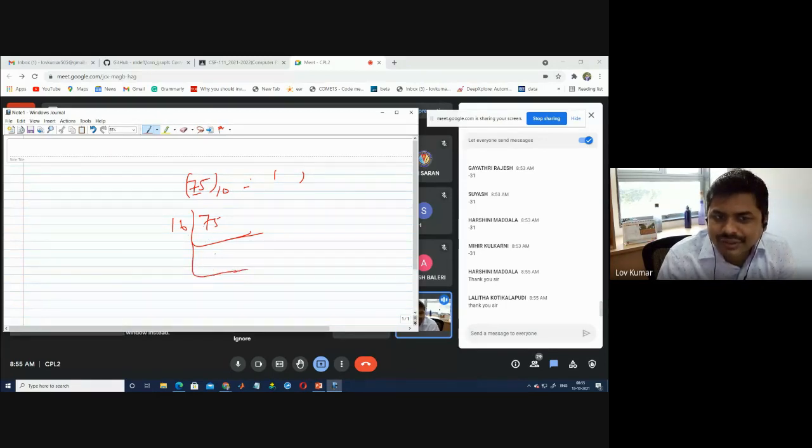What is the quotient value we will get? 16 into 4? 64. Okay. So we are getting the quotient value as 4, and the remainder as 11.